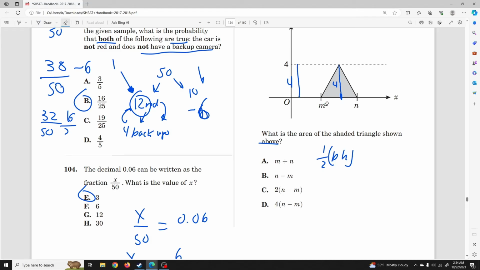How do we calculate that? Well, we calculate that just by subtracting n from m, right? Don't believe me? Let me show you. Let's say that n was 2, right? This was 2, comma 0, and this was 4, comma 0.